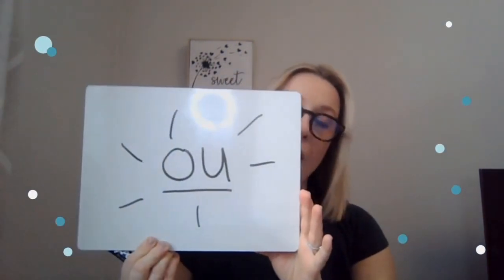This new digraph, OU, the ow sound, is super fun. And it turns out a lot of words have the OU in them. So you're going to create a word splat where you're going to splat tons of words on your paper. But in the middle, it's going to have the digraph, OU. Can you help me out?